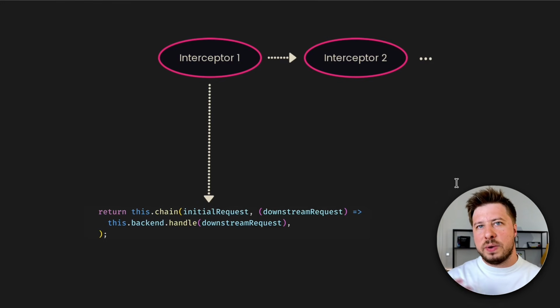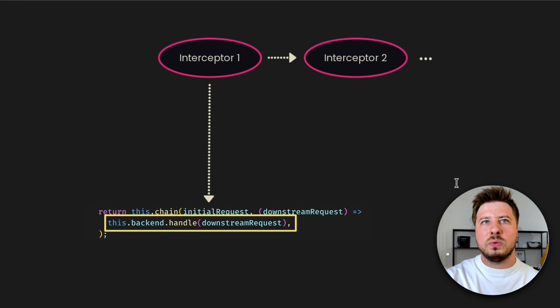And then, when the request passes through all interceptors, the final handler function is called, which eventually delegates the request to the HTTP backend in order to perform the HTTP call for the request that was modified by the HTTP interceptors before.